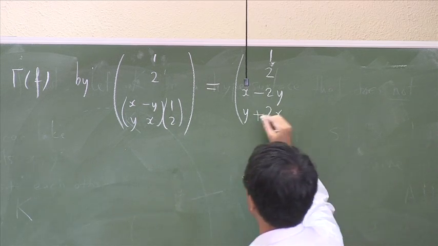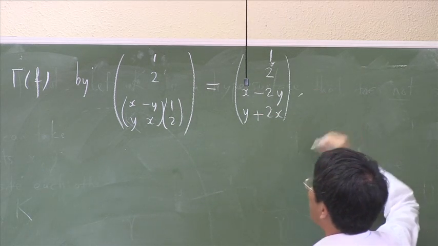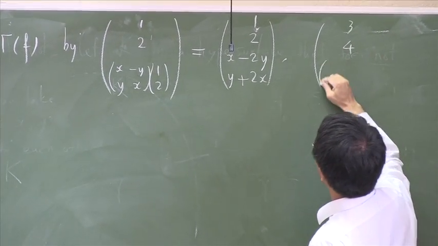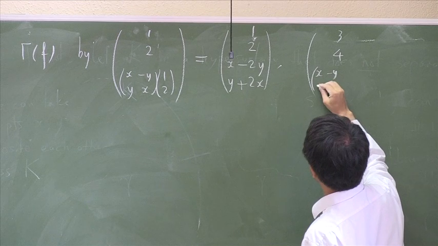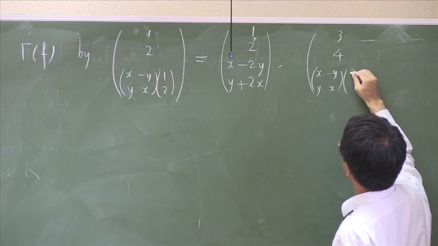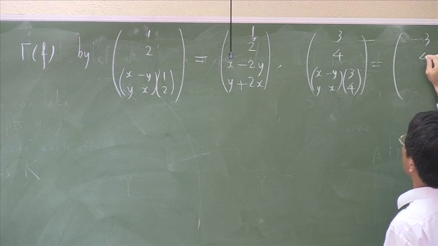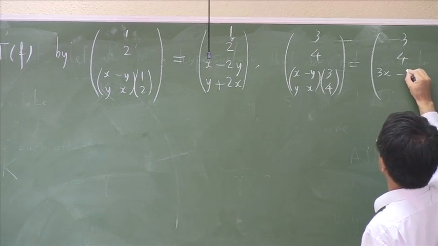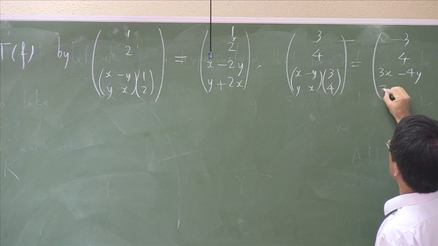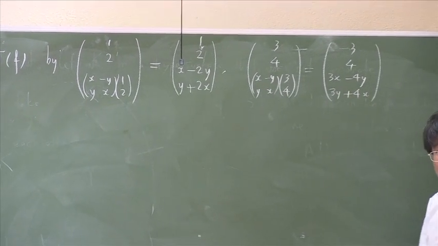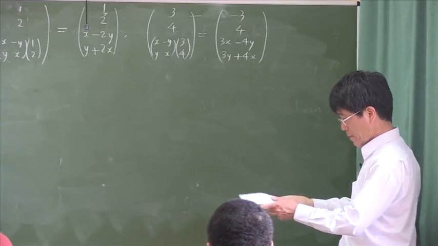Plus 2x. Good. Okay. And then what's the next vector? It's 3, 4. And then again, x minus y, y, x. Apply them to 3, 4. And if I do the calculation, it's 3x minus 4y, and then 3y plus 4x. Okay, so those are the vectors.